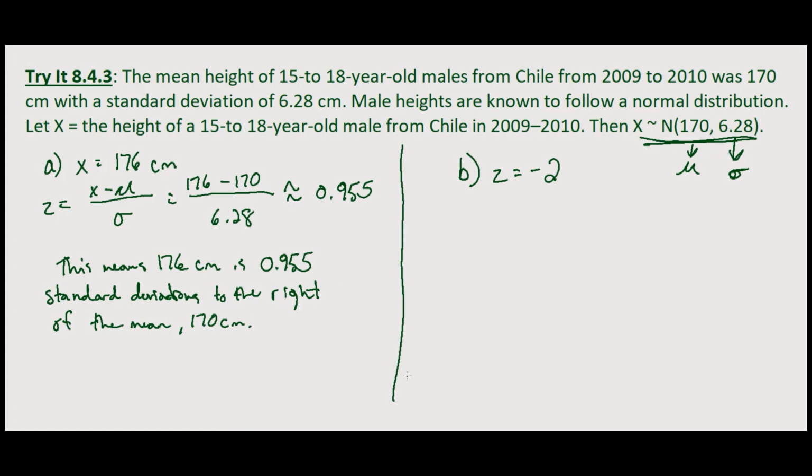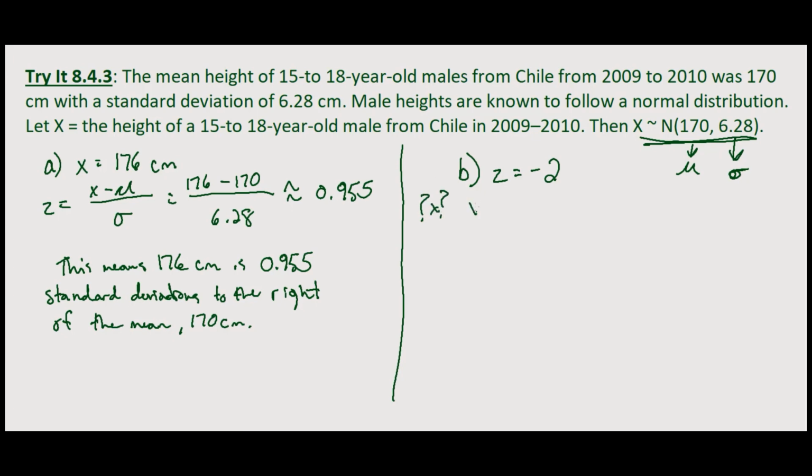Now with part B, we're given a z-score, and we're asked to find the height. What it says on the actual page online, part B, suppose the height of a 15 to 18-year-old male from Chile in 2009 to 2010 has a z-score of z equals -2. What is the male's height? The z-score, z equals -2, tells you that the male's height is blank standard deviations to the blank of the mean. So the main question is, we want to know what's x.